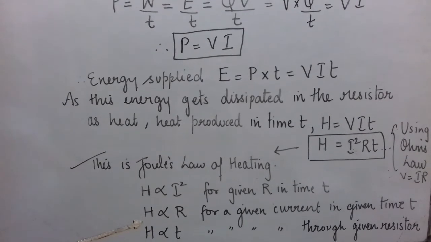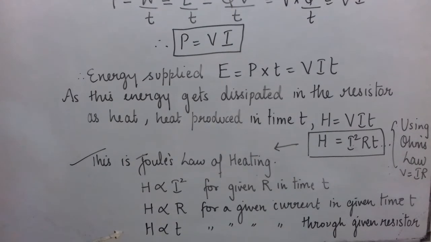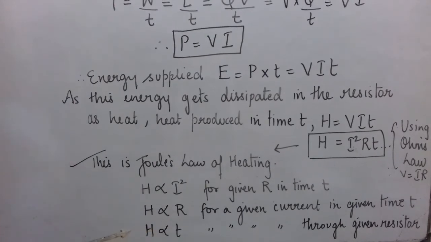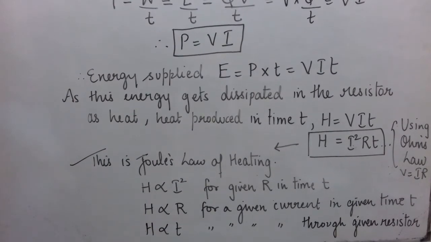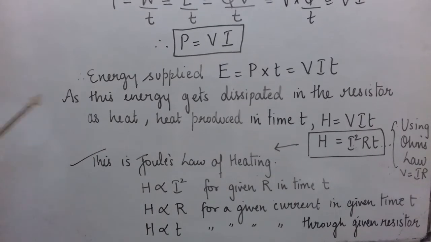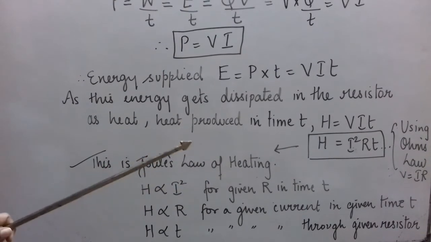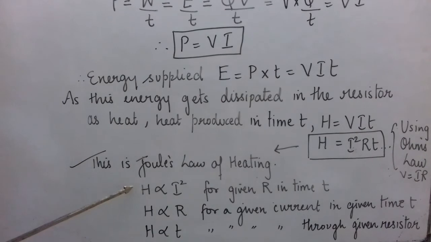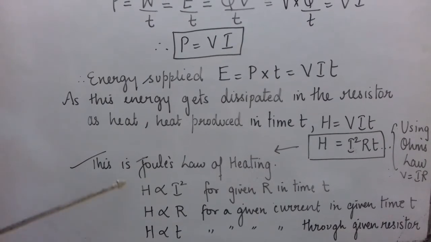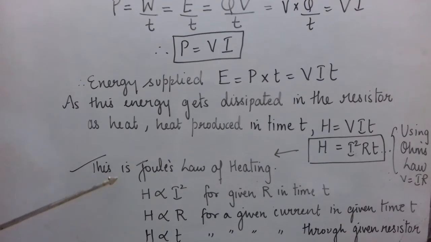It means we keep the current constant and the time constant. And lastly, we can say heat produced in a given resistor for a given current is directly proportional to the time for which the current flows through the resistor. So, I hope you have understood this statement of Joule's law of heating. Just look at the equation. By keeping two things constant, I have derived the relation between H and the third thing. And so, we have three sentences here. You can form three sentences. So, three sentences together will form the statement of Joule's law of heating.